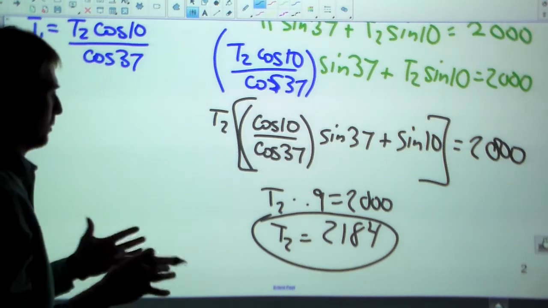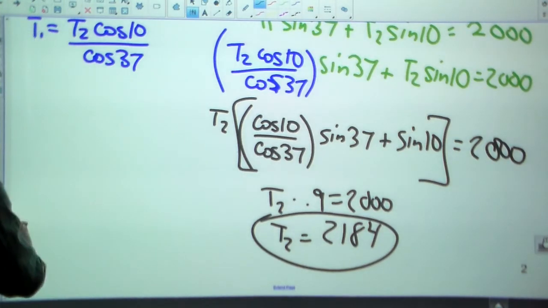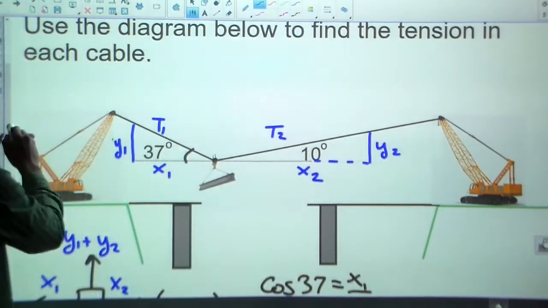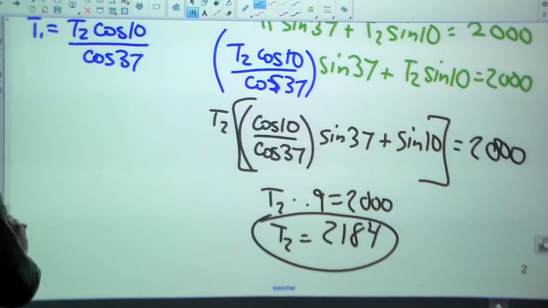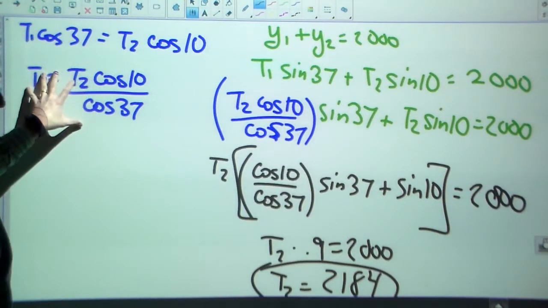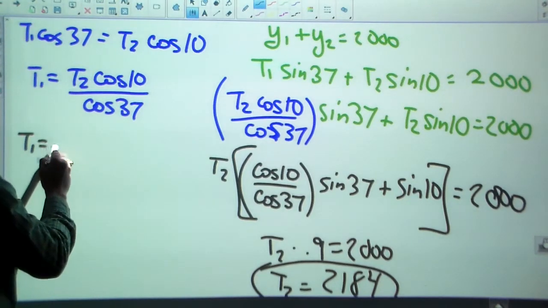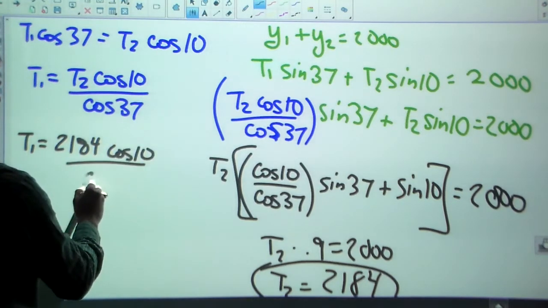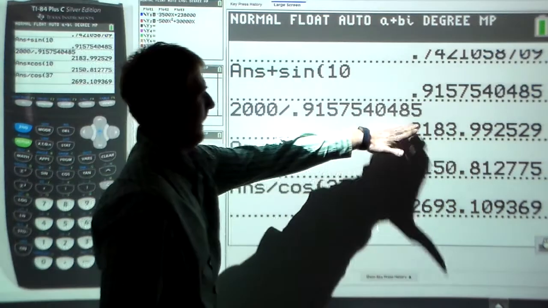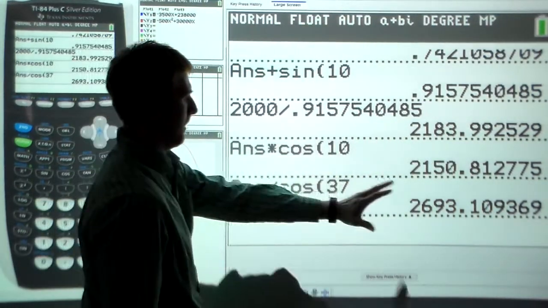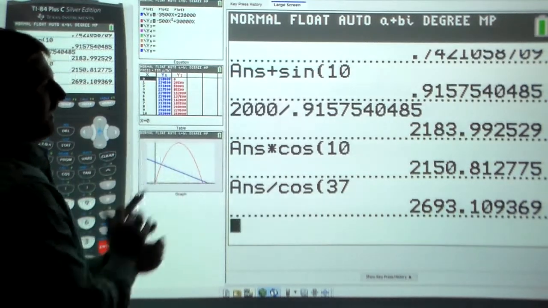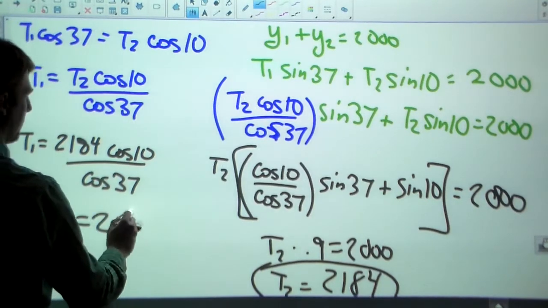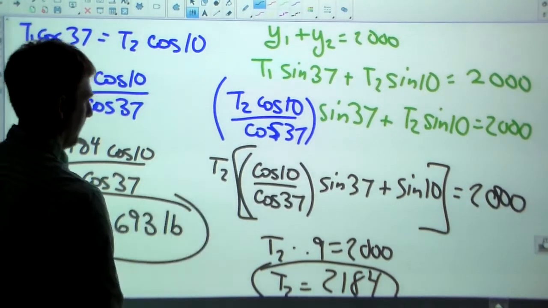It really doesn't matter which one I call T1, T2. When you go back to the diagram, you can see which one you labeled which. So the tension in that cable right there is, whatever I said it was, 2184. And then I've already rearranged for T1 over here, so that shouldn't be too bad. This is hopefully the easy winding down part. I put in 2184 here, and just plug it in. So I just took that answer, multiplied by cosine 10, and then divided by cosine 37, broke it up in separate steps. So 2693 is the answer for that one. So T1, about 2693. And I guess I should be putting pounds because that's what the tension was measured in.